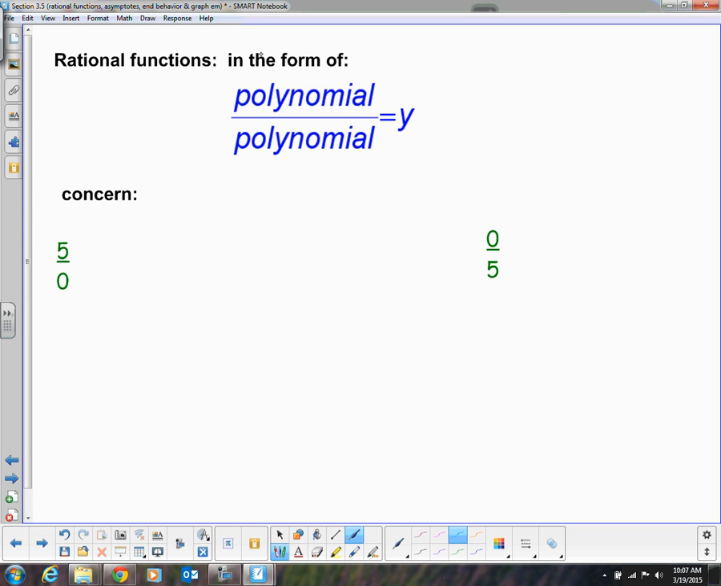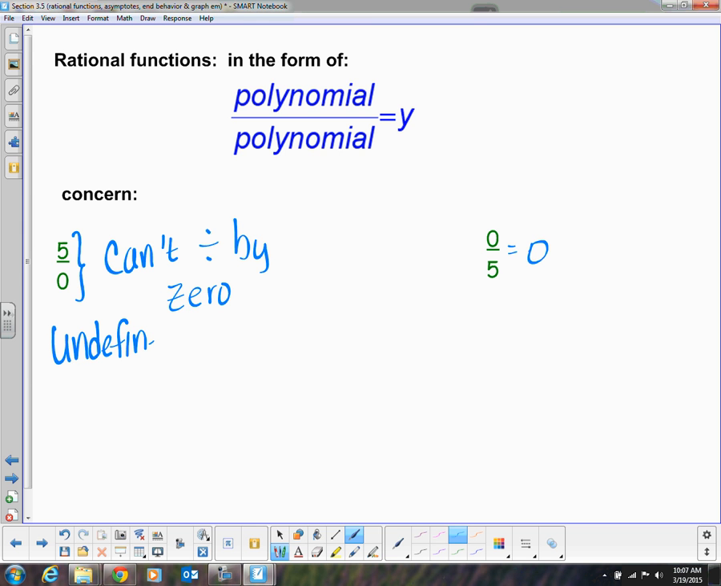Okay, remember, rational functions are in the form of polynomial over polynomial. What's wrong here? Can't have a 0. You can't divide by 0. What is 0 over 5? 0. But when 5 is in the denominator, that's called undefined. Can't find that in the dictionary. Okay, do you remember this?